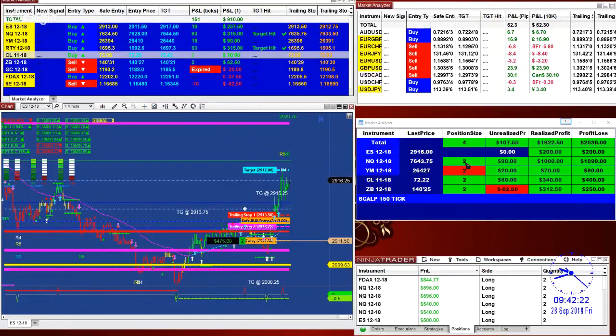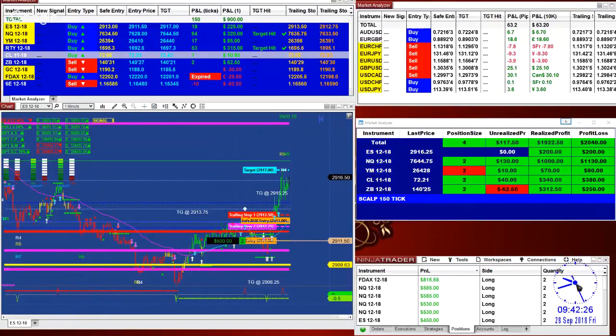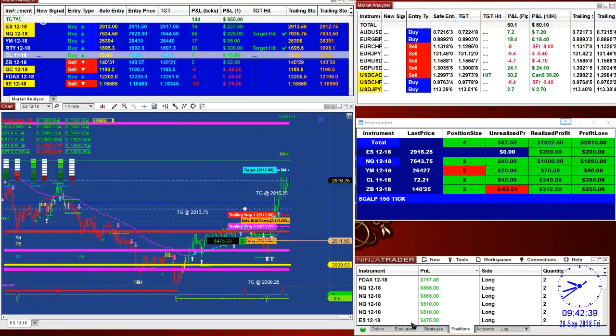And then we have the NinjaTrader controller here, which is doing the swing trading. So there are three different systems: signal entry, scalping, and swing trading. And we start covering everything within seconds.